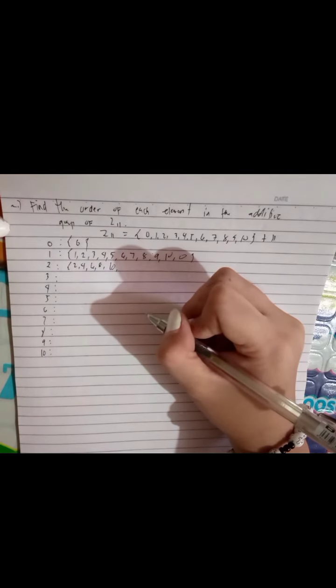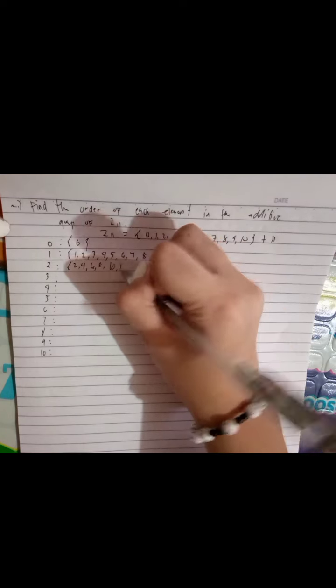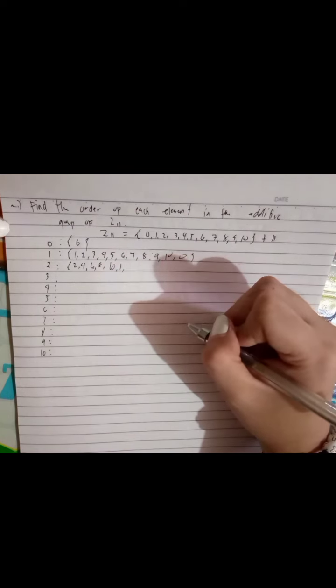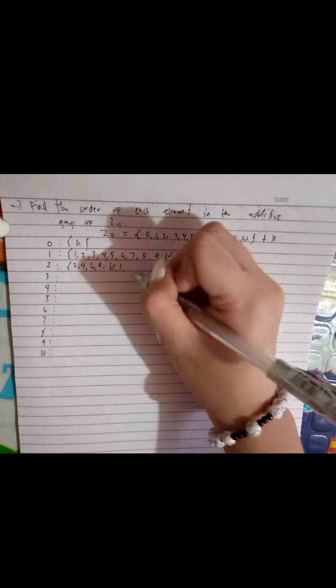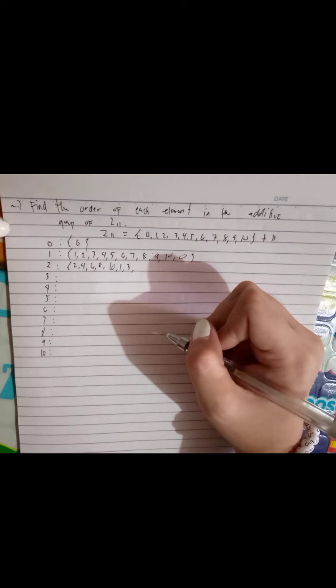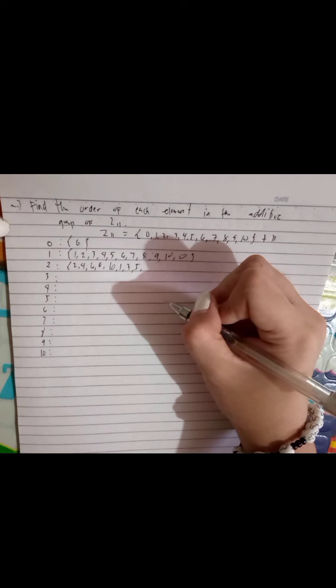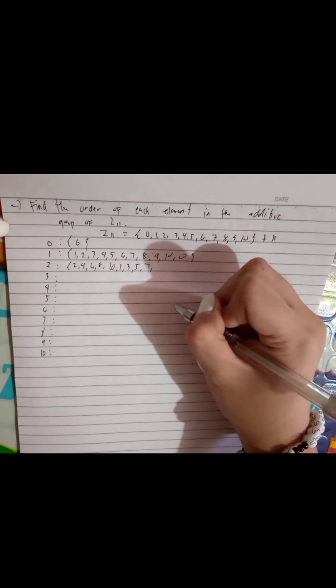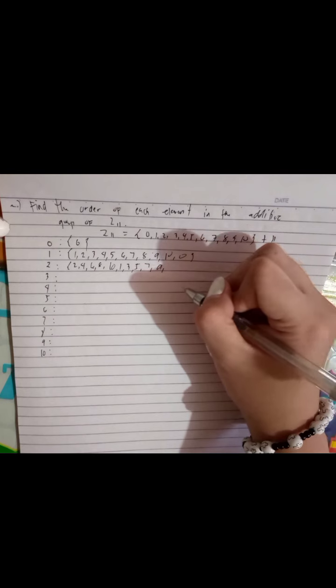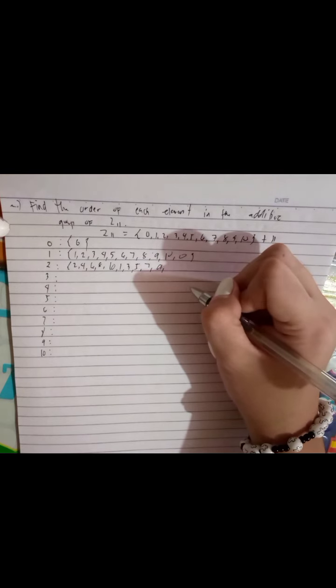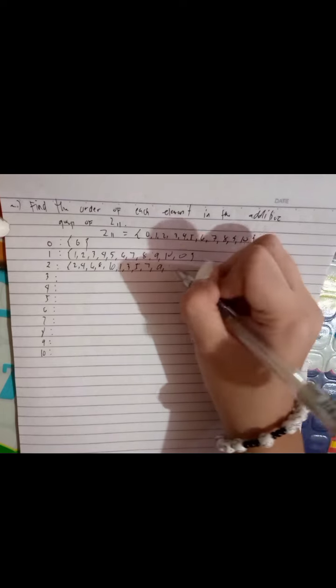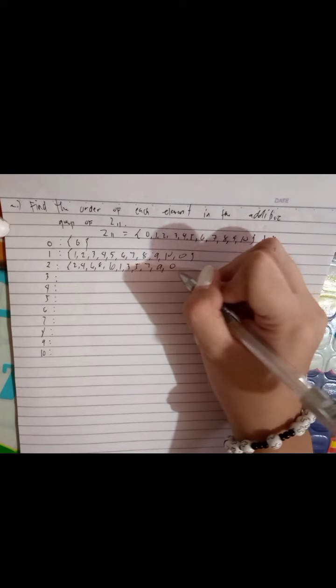2 raised to 6 is 12, modulo by 11, so 1. 2 raised to 7 is 14, modulo by 11, so 3. 2 raised to 8 is equal to 16, modulo 11, so 5. 2 raised to 9 is equal to 18, modulo 11, so 7. Then 2 raised to 10 is equal to 20, 20 modulo 11, so 9. Then 2 raised to 11 is equal to 22. So 22 modulo 11 is 0. So pwede na tayo mag-stop since nahanap na yung identity. So proceed na tayo sa element ng 3.